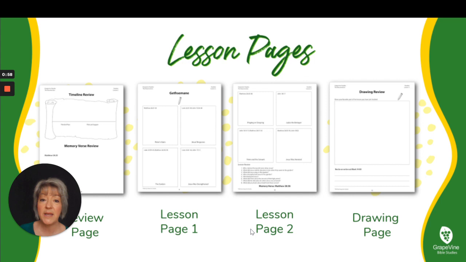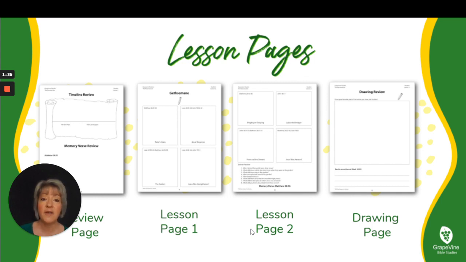There are 4 lesson pages. The first one is the review page, in which we review the last few points on the timeline to set the context for the coming lesson. We also review a few memory verses on this page. We have 2 lesson pages in which students will read directly from the Bible, discuss that passage with you, and draw a representation of that passage into their books. Each lesson ends with a lesson review in which we ask factual questions about the lesson.